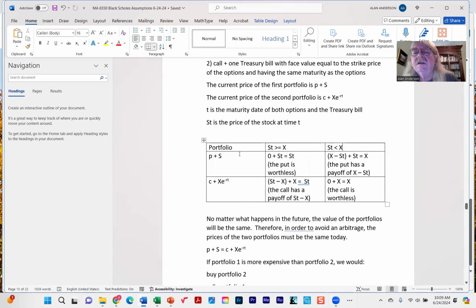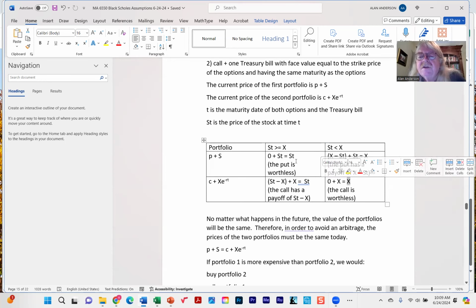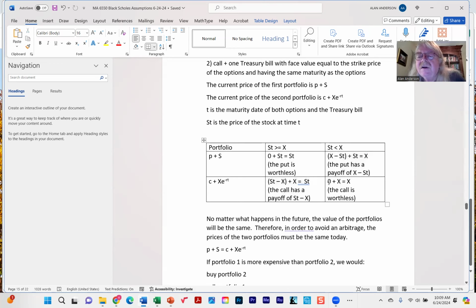In this scenario, the put is in the money. The payoff is X minus ST. We also own the stock. So altogether, our portfolio is worth X dollars. Down here, in this scenario, the call finishes out of the money. So all we're left with is the X dollars from our treasury bill. So these two equal each other in the first scenario, and these two equal each other in the second scenario. It doesn't matter that this one is different than this one. What matters is that the two portfolios have the same cash flows on that maturity date.